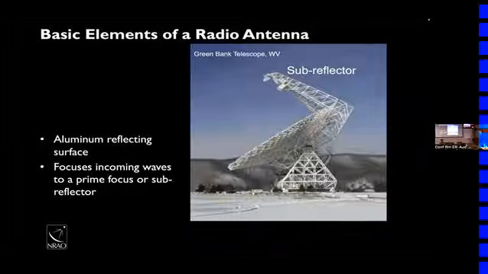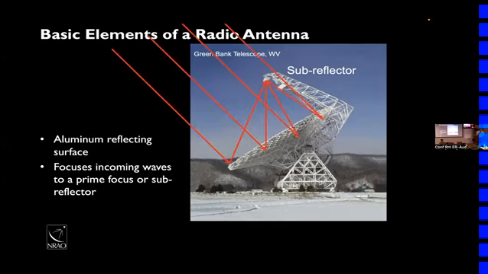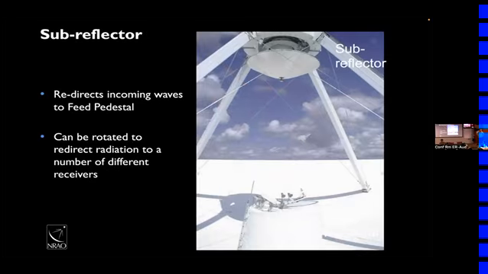So first thing you have is the surface. You have an aluminum reflecting surface that focuses incoming waves to what we call prime focus or subreflector. The direction that you point the telescope in is the direction that you catch those radio waves from. Shown here is the Green Bank Telescope in West Virginia. The subreflector does one of two things. You can actually put a receiver right at the subreflector, or you reflect down into what's called the feed pedestal.